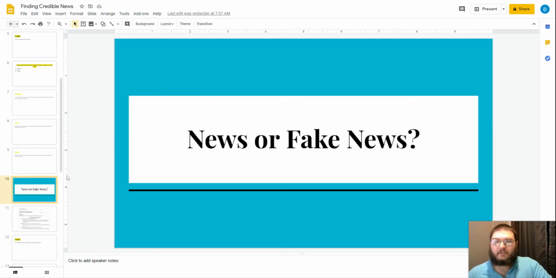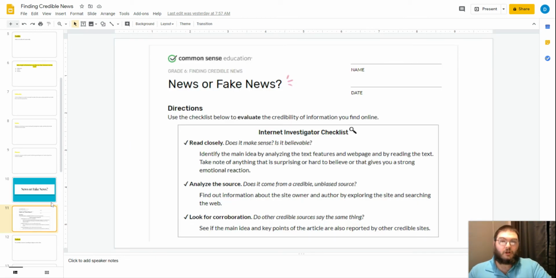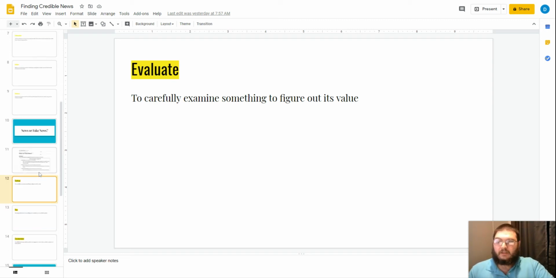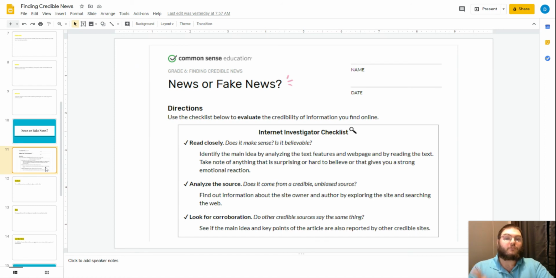So the next part is, how do you tell the difference between these? And I have from commonsense.org, which is right here, a good checklist of how to go through it. The first thing is, we're going to use this to evaluate the credibility. We already went over credibility, so now we're going to look at evaluate. That is to look at something carefully to see if it's worth anything or what it is worth. The next part is to read closely, see if it is believable, and identify the main idea. The next part is to analyze the source. Is it a credible and unbiased source?